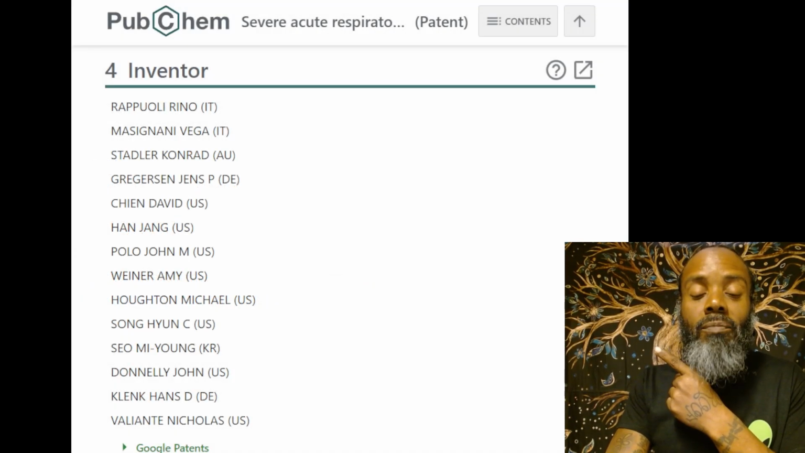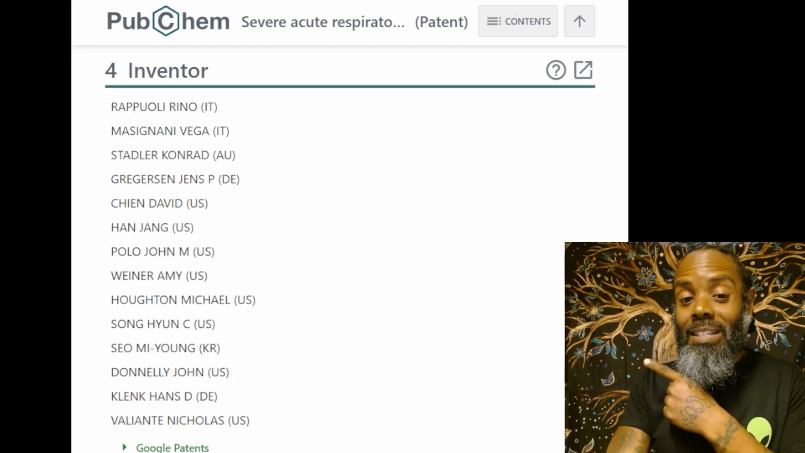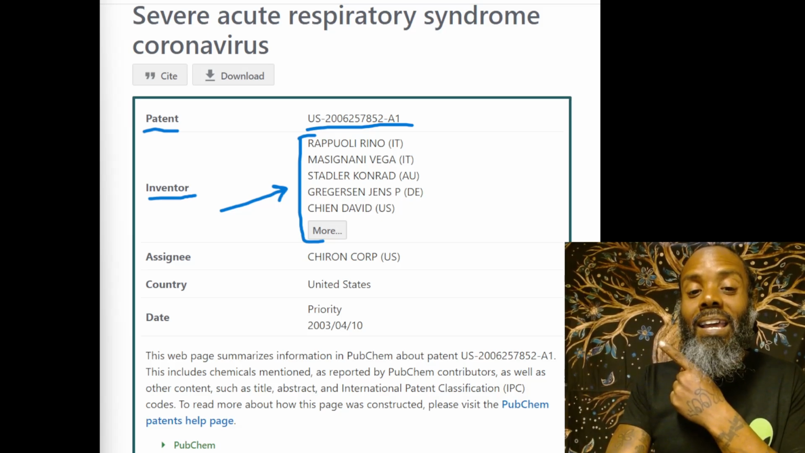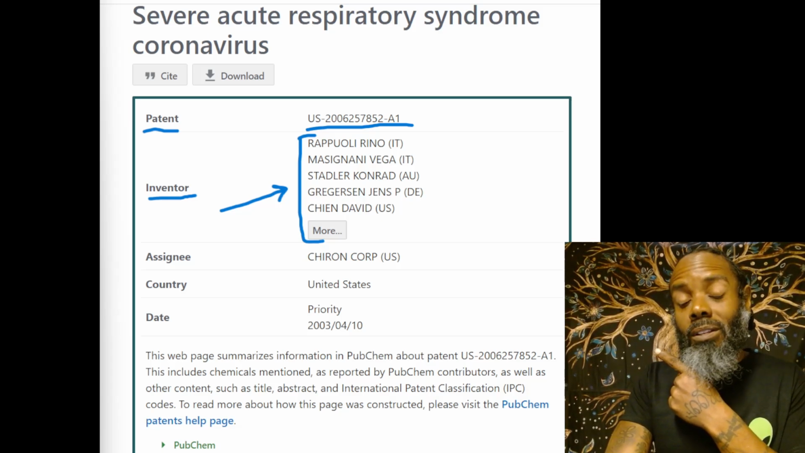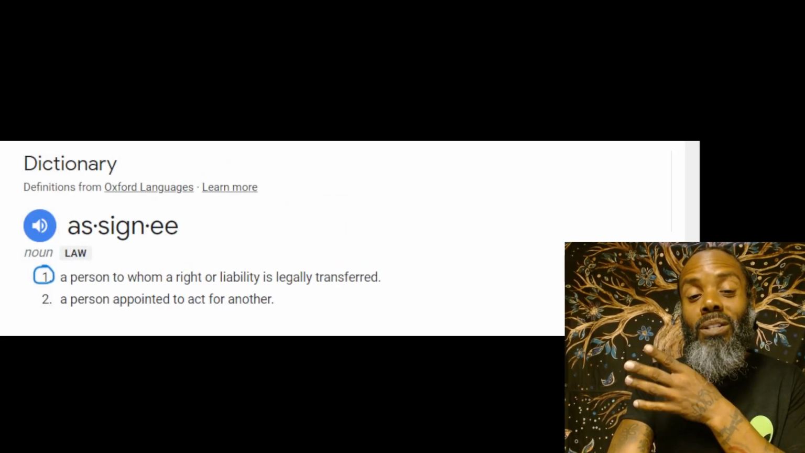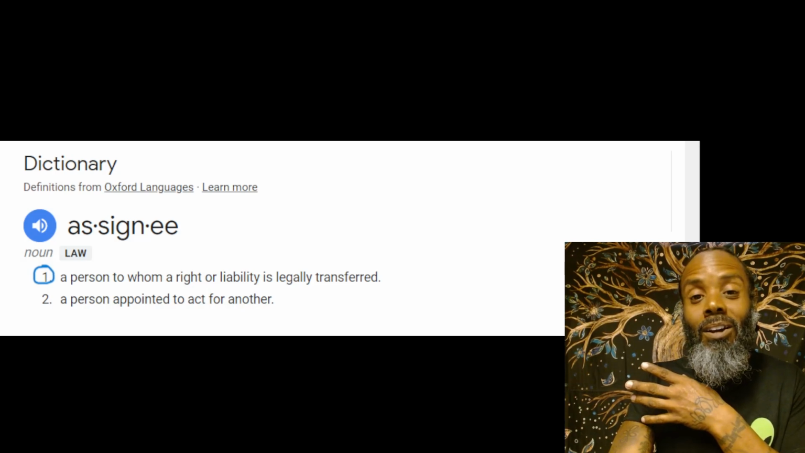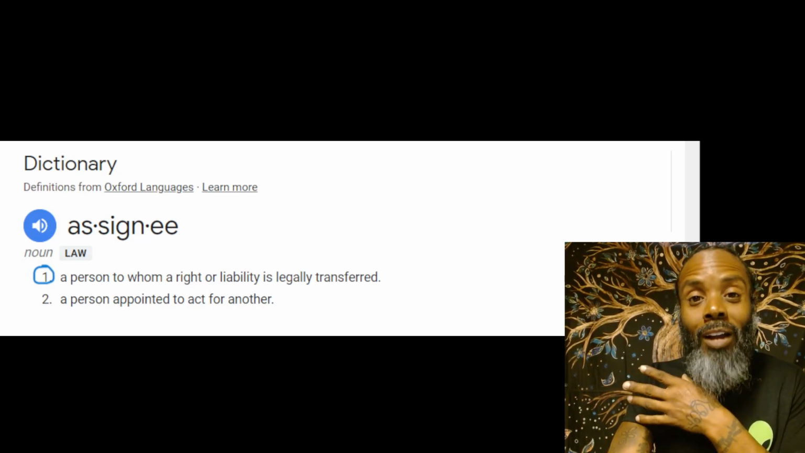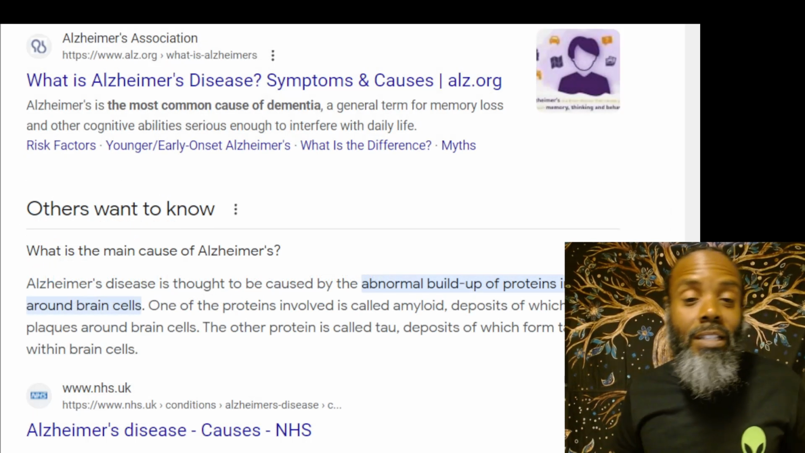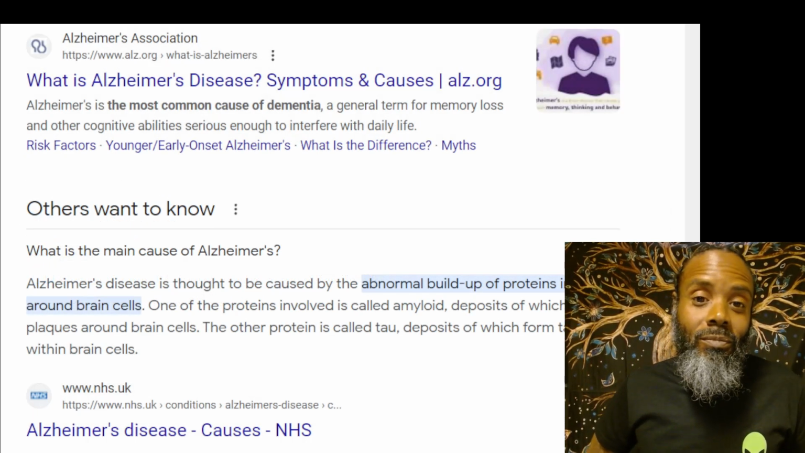So if we go back, here you have this list of inventors that invented coronavirus. They put a patent on it and then they assigned it to Chiron Corporation. Probably sold it, whatever. But Chiron Corporation, according to this and how I understand it, owns the patent for coronavirus, therefore owns coronavirus. What's your thoughts on that one?